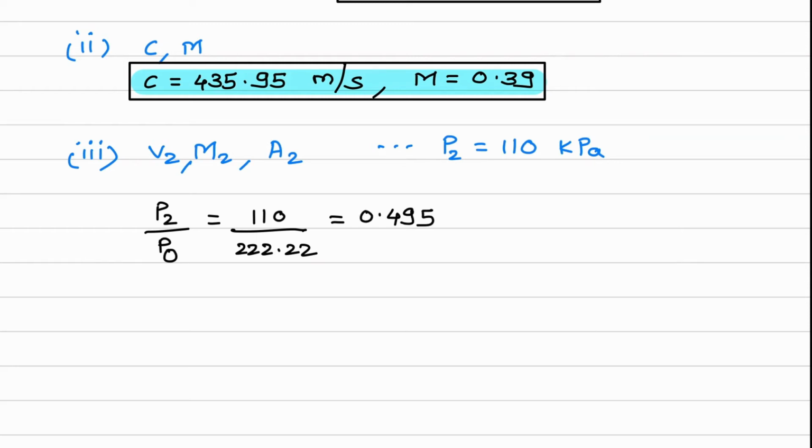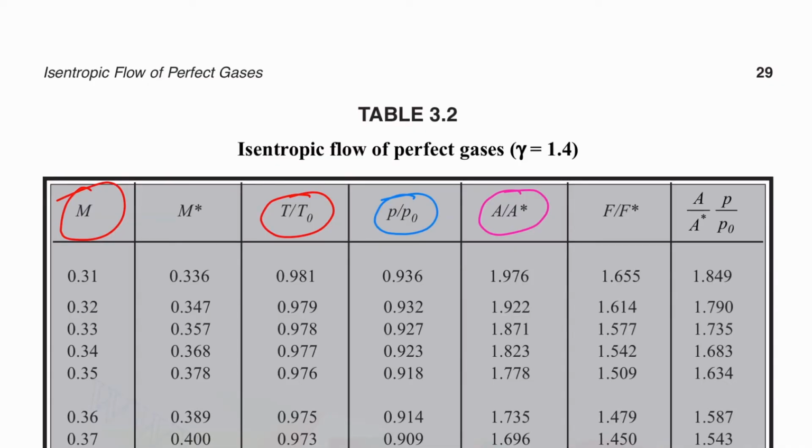0.495. Now what I'll do, I'll go to the gas table and I'll try to search the value of P by P0, which is equal to 0.495. So I'll write down that statement over here. What exactly I have to do now? Okay, so P by P0 is equal to 0.495. Okay, so I'll go to the gas table now. Okay, what value I require?